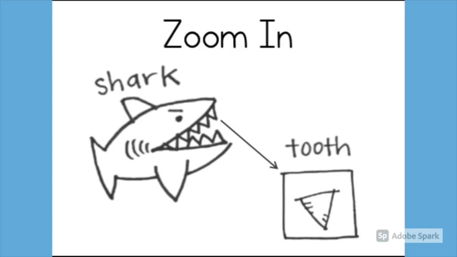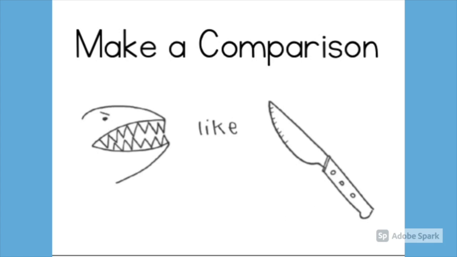Another way to teach our reader is to make sure that we are zooming in. Remember, zooming in is important because it helps to show what part you are teaching about up close, in detail. Another way to teach our reader is to make a comparison. Remember, when we are making a comparison, we are comparing one thing to another thing by using the word like to say what it is similar to. Remember, we are helping the reader to picture the fact.